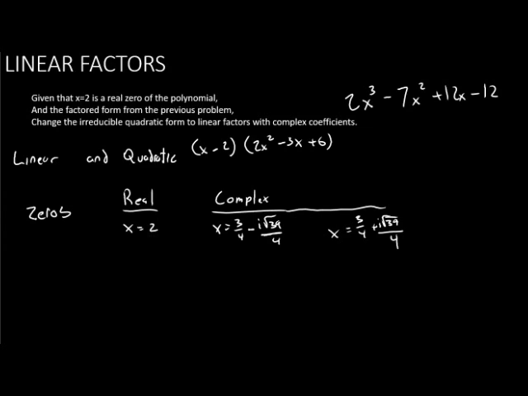To recap what we've done, we found one real and two complex zeros. Our real zero came from our linear factor, x minus 2, and that gave us x equals 2 as our real zero. Our complex zeros came from our quadratic factor. We used the quadratic formula on that to get these complex zeros. Now, to write our linear factors with complex coefficients, all we'll need to do is move absolutely everything onto the left side for each of these three zeros we found, and then get 0 on the right.